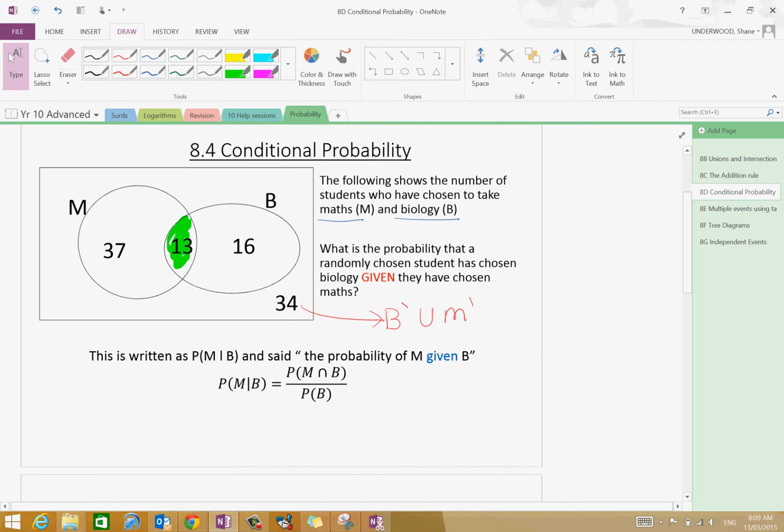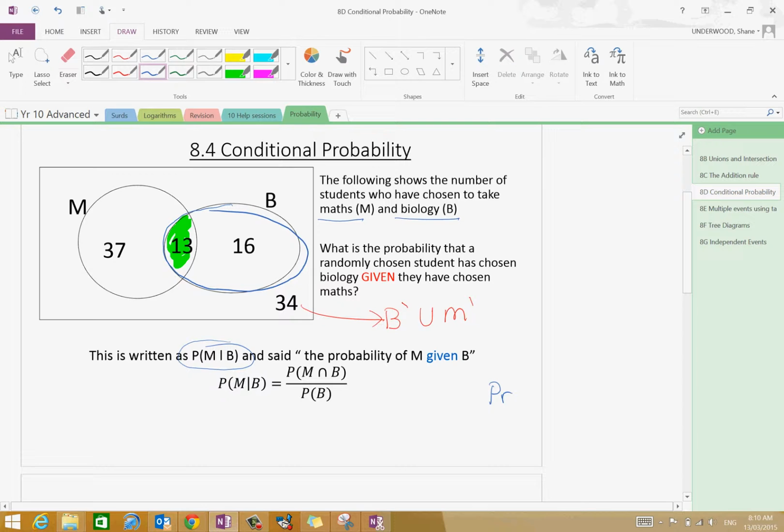So this can be written as: if we would like to know the probability that you are doing maths given that you're doing biology, we write it like this. So what is the probability of doing maths given that you are doing biology? Well, first of all, we have to really look at only this set. So let's think about how many favourable outcomes.